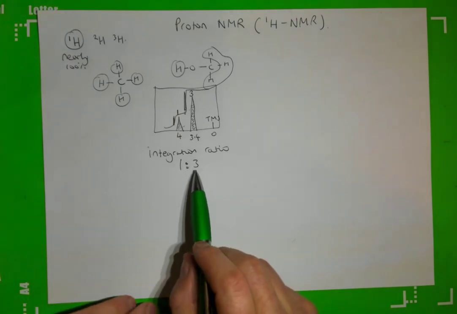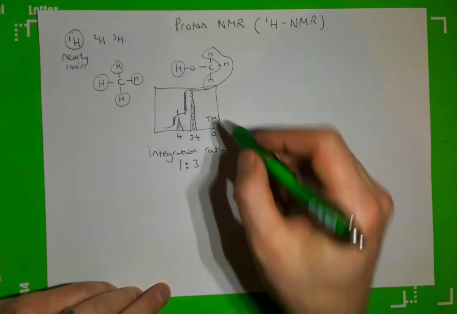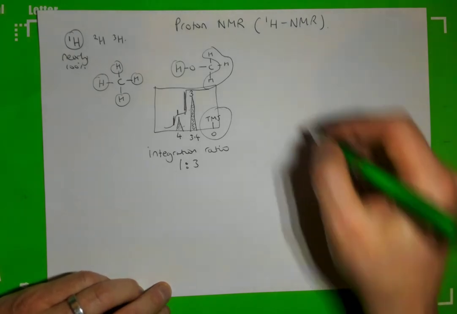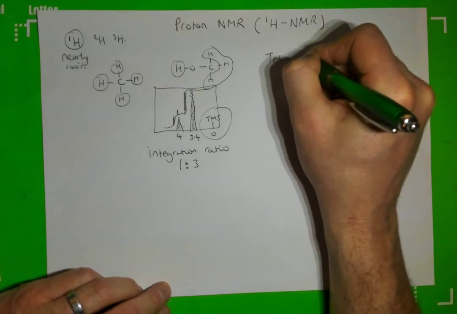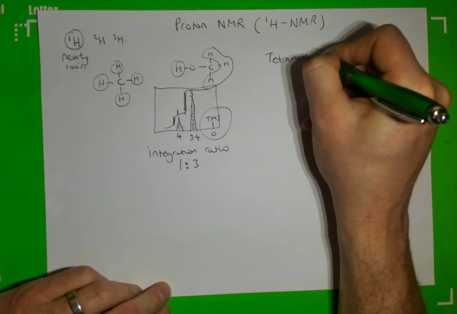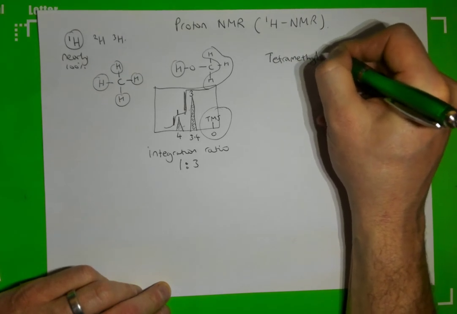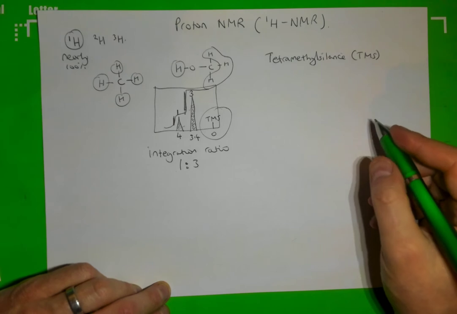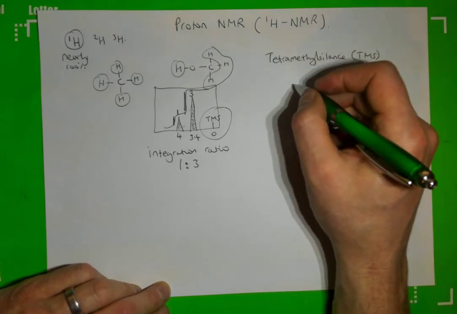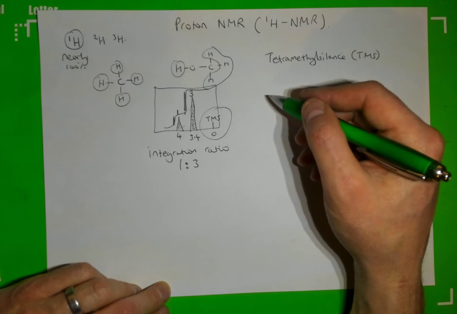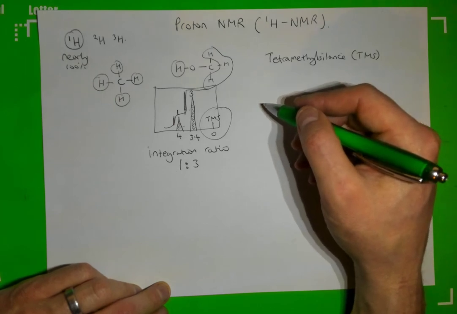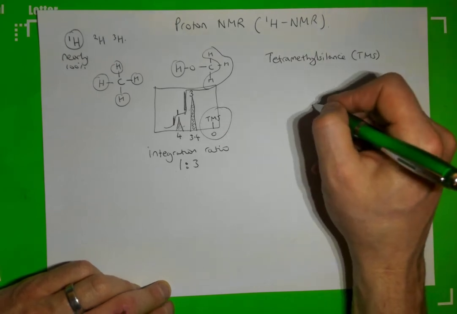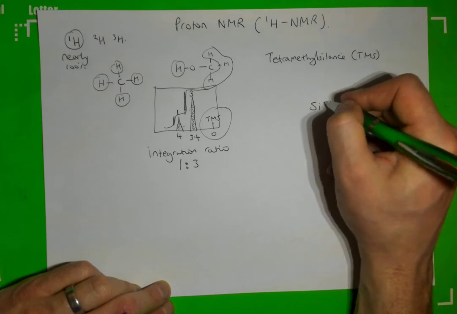So let's have a look at our tetramethylsilane now. Why is it that we use TMS, tetramethylsilane, as our solvent? Let's just recap that all the chemical shift values are measured with reference to this standard, and it's the chemical shift of the hydrogen atoms in this compound, TMS, that is used as our standard. Now this is the structure of TMS. I would suggest that you learn this.